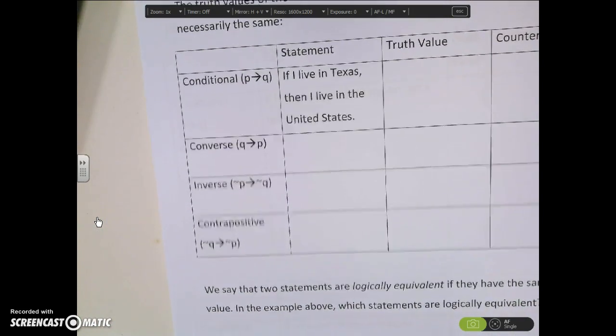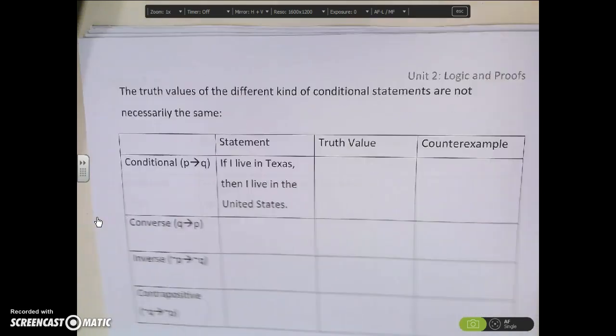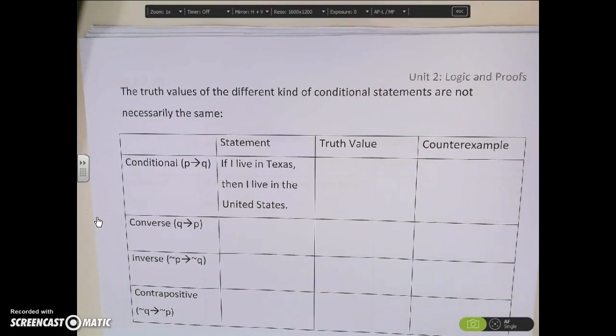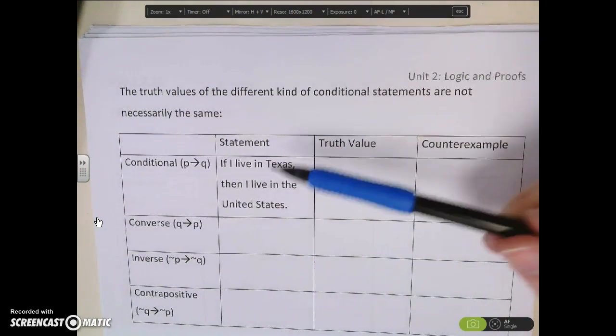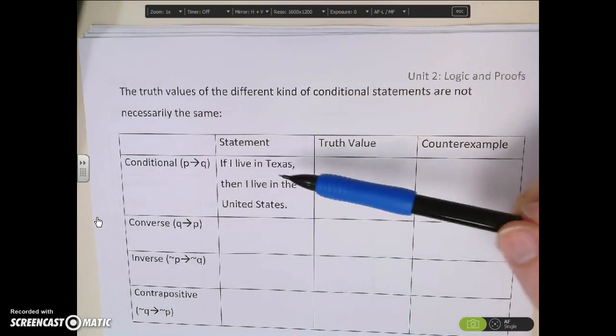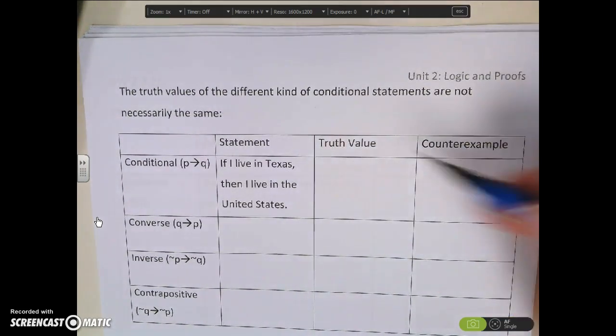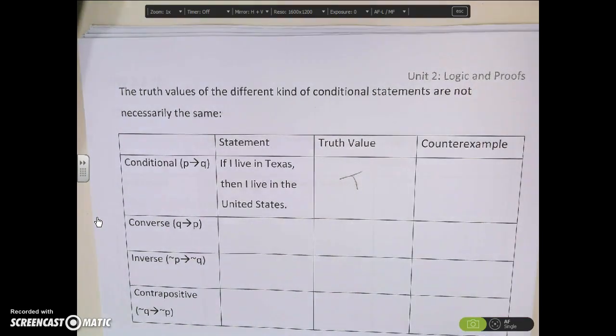So the truth values of these kinds of conditionals are not necessarily always the same. So for example, if my conditional is if I live in Texas, then I live in the United States, that is clearly true. There's not another Texas in the United States that I am aware of.